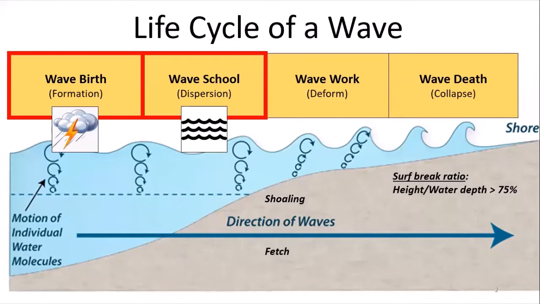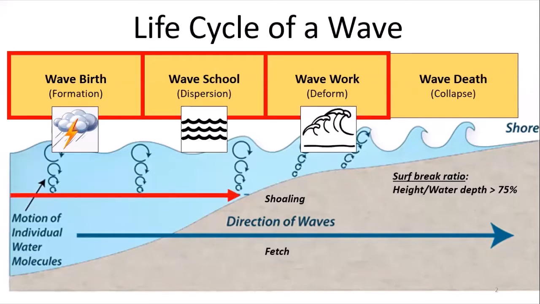As waves interact with the shoreline, they progressively deform through what's known as shoaling. This is called wave work. When a wave's energy encounters the seafloor, the speed of the wave slows, it steepens, and its height increases. The wave will continue to steepen and it forms a crest.